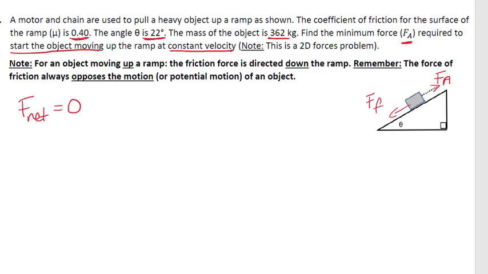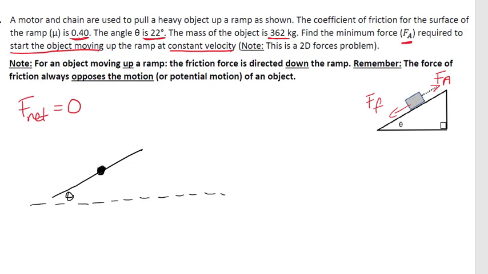We have the weight, FG, which is always straight down. If you remember from the last video, no matter what the orientation of the object is, the weight is always directly down. We also have a normal force because this object is sitting on a ramp, a surface. Again, the object is at rest on a surface. Anytime there's a surface, we have a normal force.